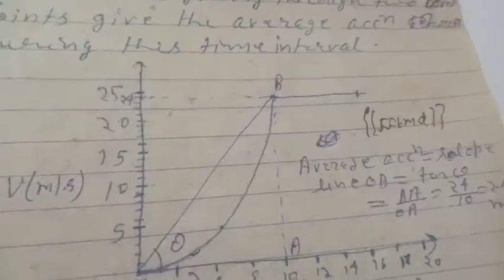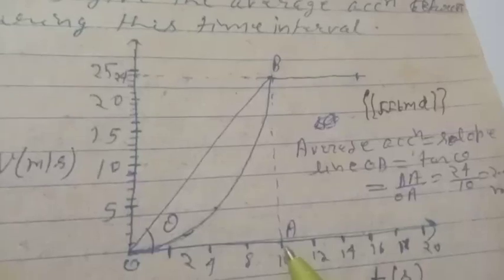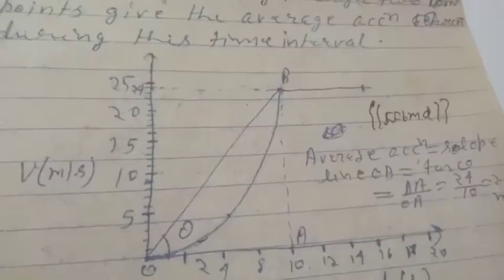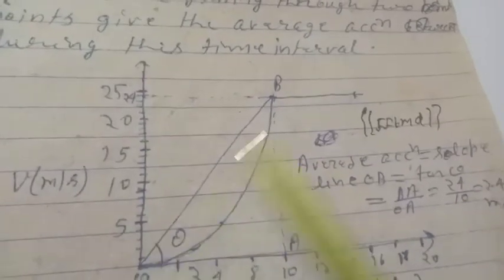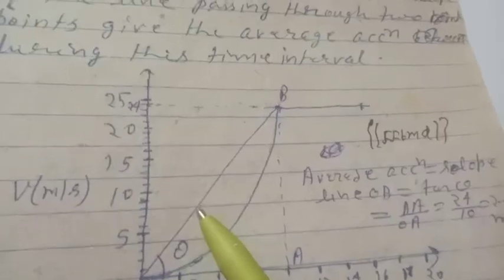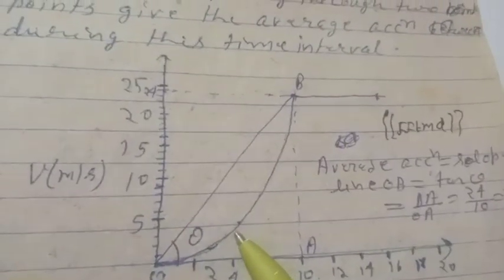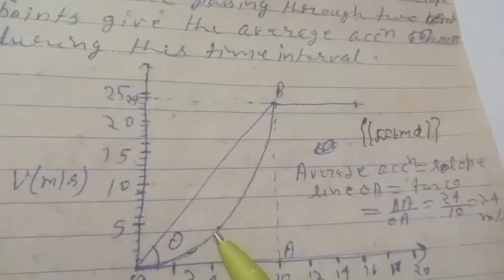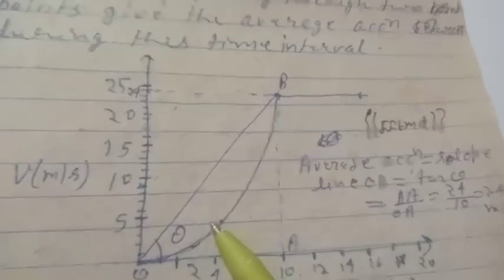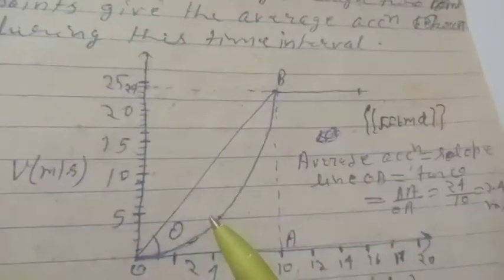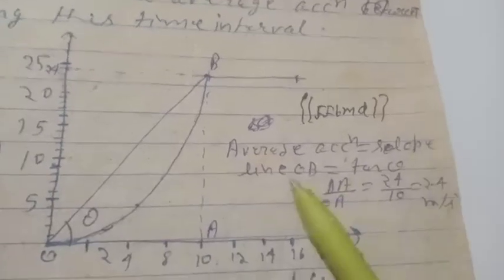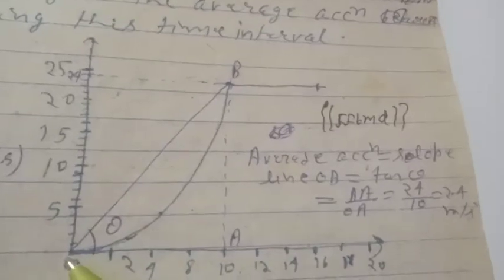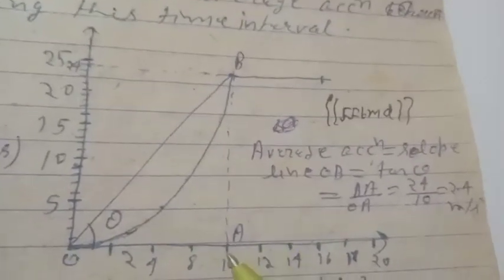Then we draw a perpendicular here, and it crosses the time axis at 10. Then we simply draw a straight line from O to B, so that we can find tan theta, which will give the average acceleration, because we know that the slope of a line in a velocity time graph gives the average acceleration. Here the average acceleration, the slope of line OB, is for the time interval 0 to 10 seconds.